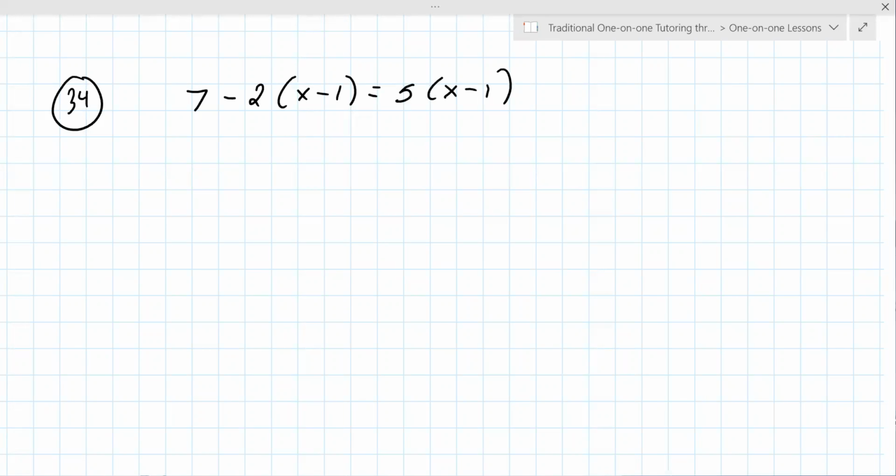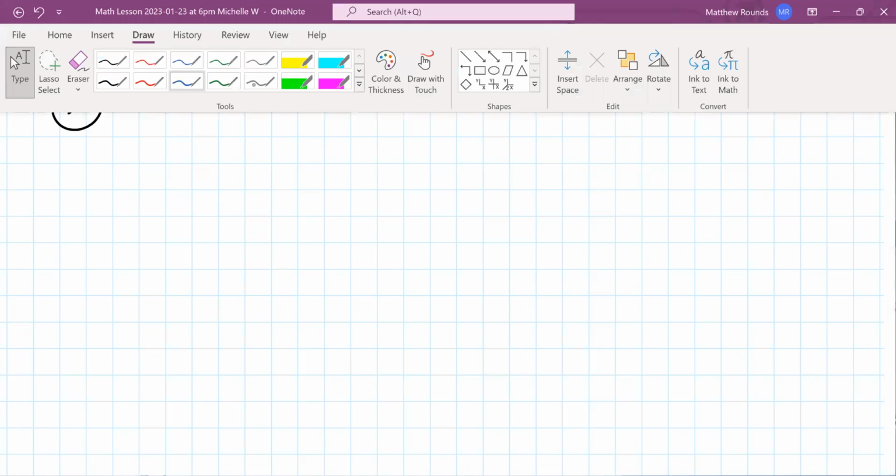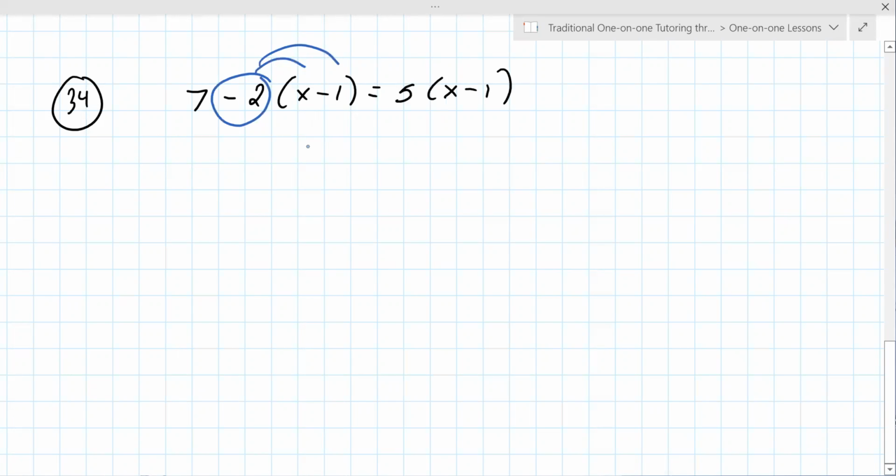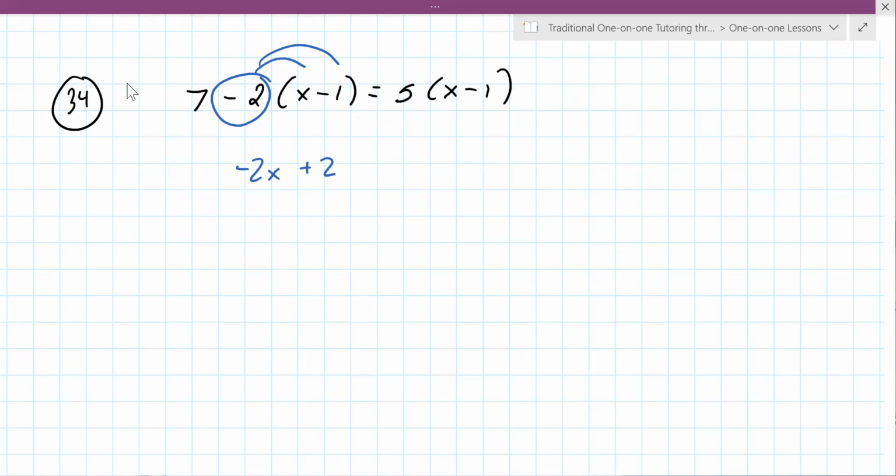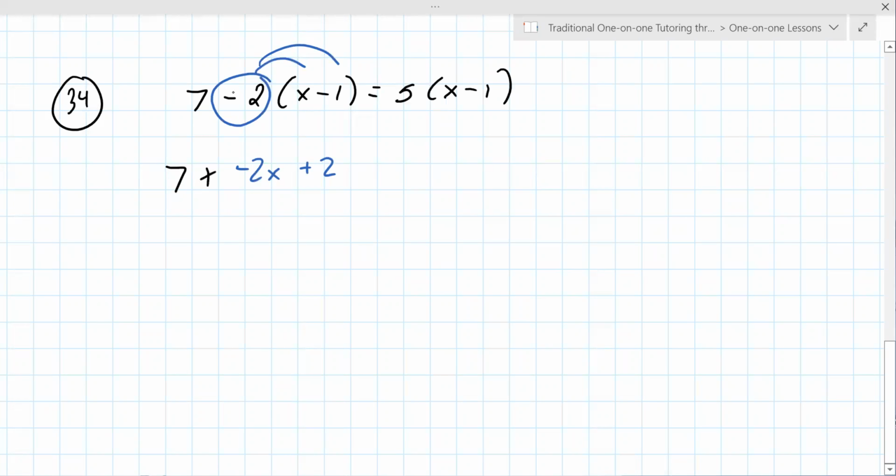Next problem I see is number 34 here that needs some attention. So we've got 7 minus 2 times the quantity (x minus 1) equals 5 times the quantity (x minus 1). Okay, so the next step here is really to decide how you're going to handle this minus 2 on the outside. I think the way we've been talking about is to make that sign go with it. Okay, so it's going to be minus 2x plus 2 when you multiply it in. -2 times -1 is positive. Bring the 7 down, but it's plus.